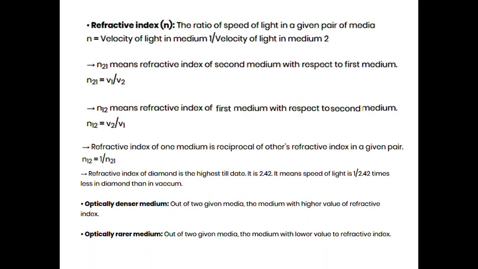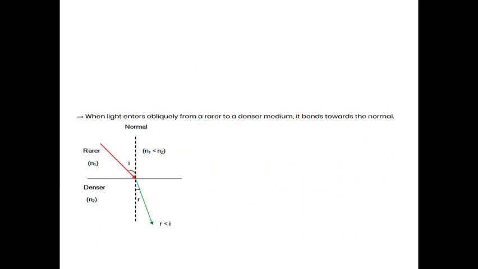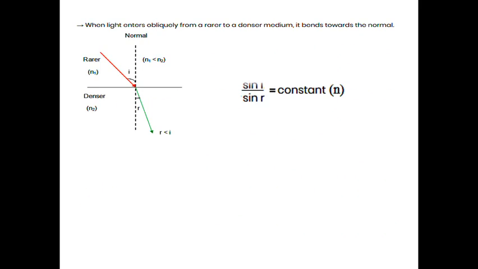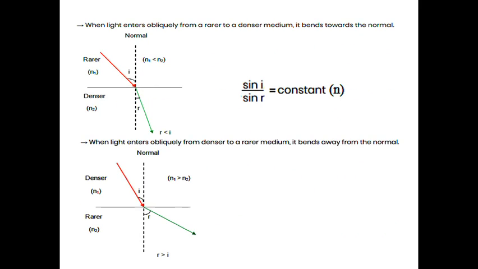We can understand this by the next slide, in which a diagram is also there. You can see the diagram carefully. Light, ray of light, that is in red color, is coming obliquely from a rarer medium to denser medium. Obliquely means slanting. If we take straight light on the normal, the light will not show any refraction, it will go straight. The angle I will be 0, R will be 0. That is called normal incidence.